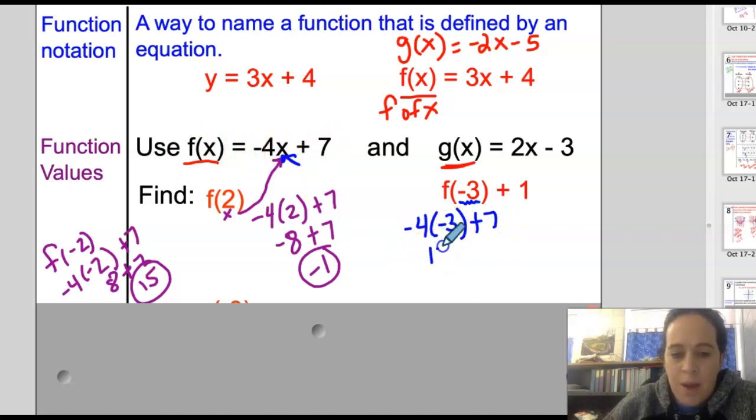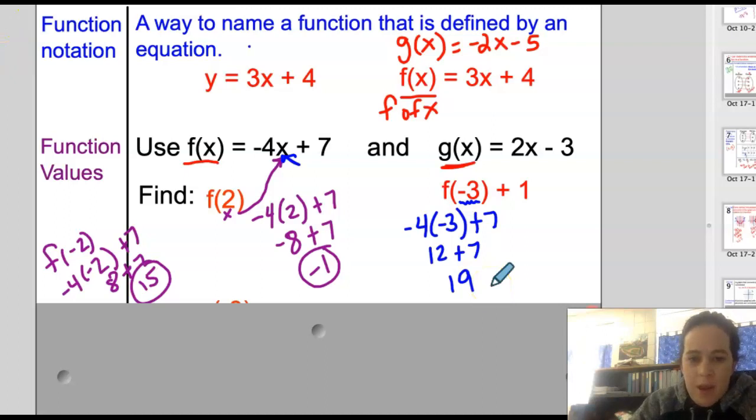Negative times a negative is a positive. Positive 12 plus 7 is 19. Then, okay, so we just solved the f of that negative 3, right? We got 19. Then the last thing we do is at the end, we just add 1 and get my final answer of 20.